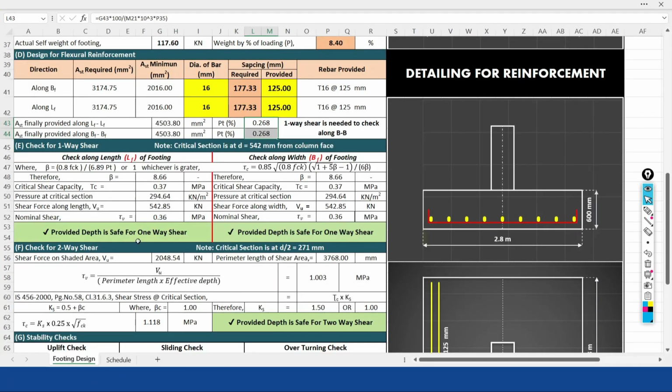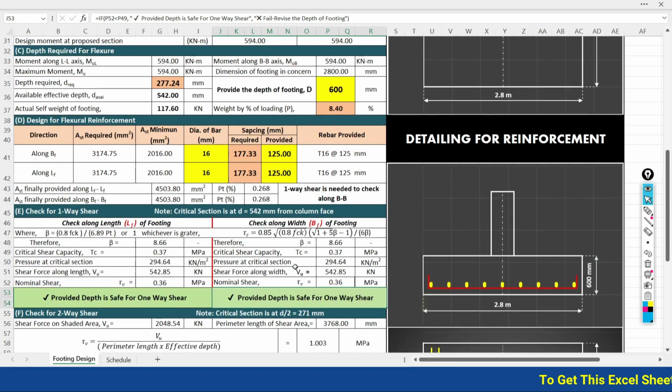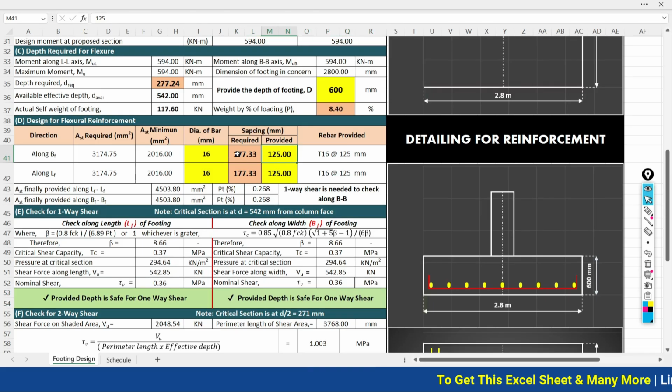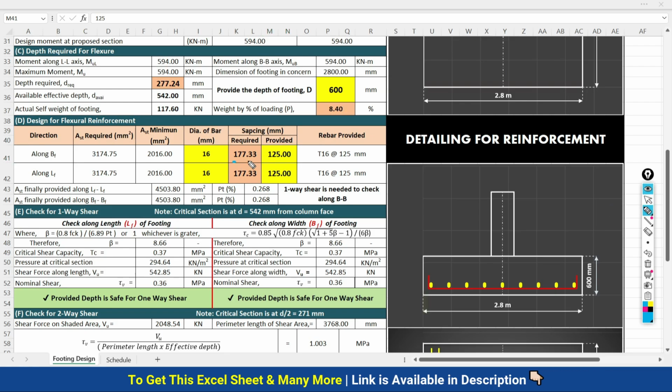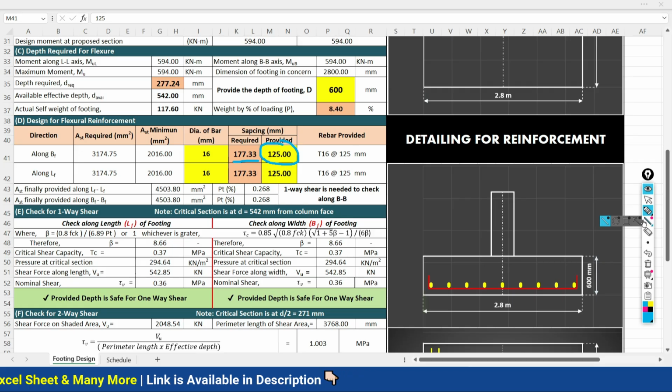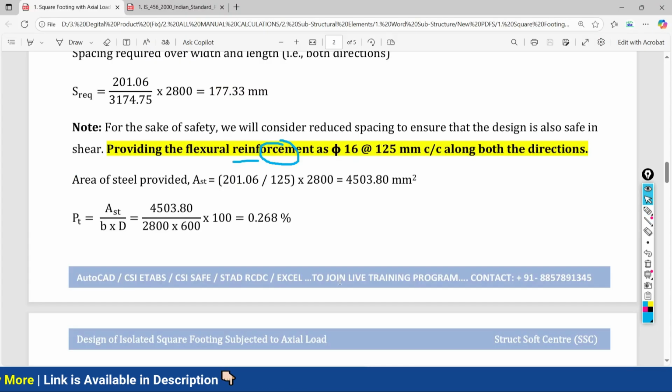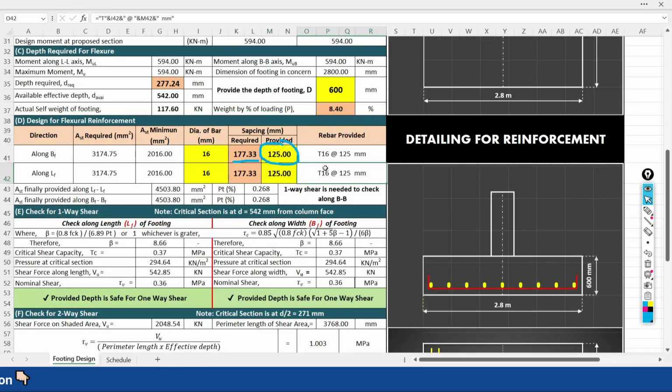Now the one way shear check is safe along the length of the footing. One way shear check is safe along the width of the footing. You will say, sir, provide the spacing as 175 only, because that will also be safe, since the demand is 177, so we should go with 175. In manual calculation you have to do repetitive calculation, but with the Excel sheet you don't need to do that. You just have to put in the values and take the result. So suppose I would like to provide 175.